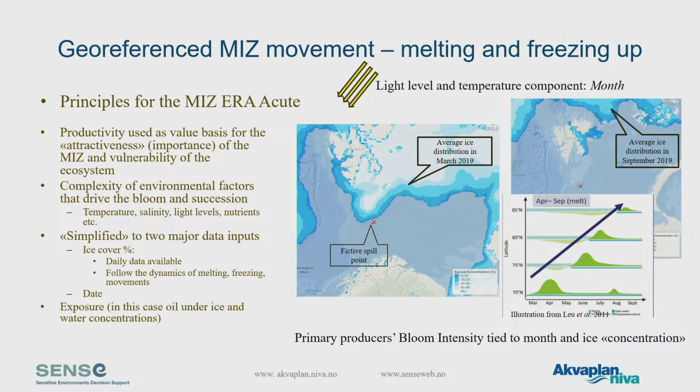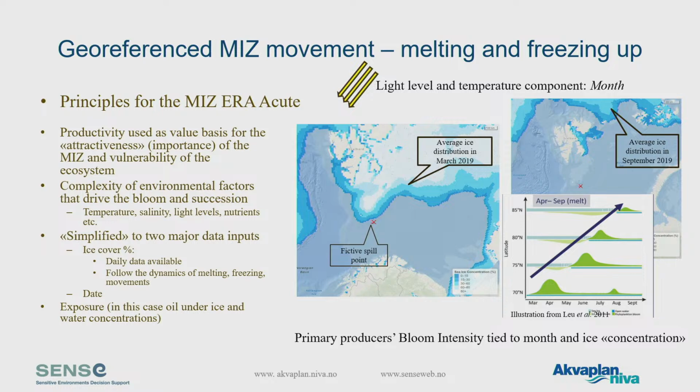There is a high complexity of environmental factors that drive the bloom and the succession of the bloom, and we've simplified this so that we have two major data input sources. One is the daily distribution of sea ice concentrations or sea ice cover, measured as the percentage of the grid cell that is covered by ice. And we can therefore follow the retraction of the ice during the spring melt that goes from the largest extent in the late winter to the smallest extent in the late summer.